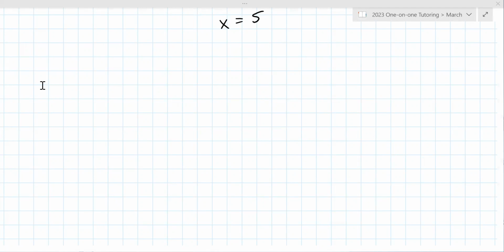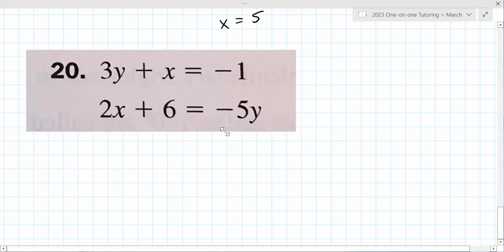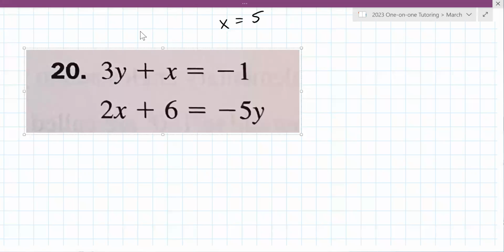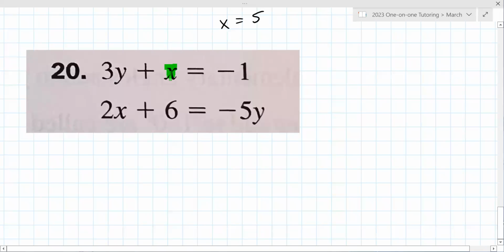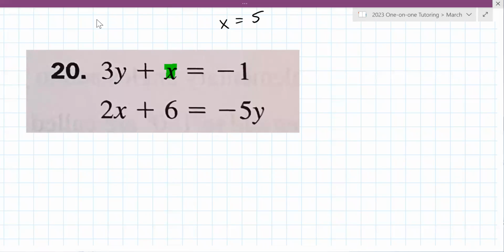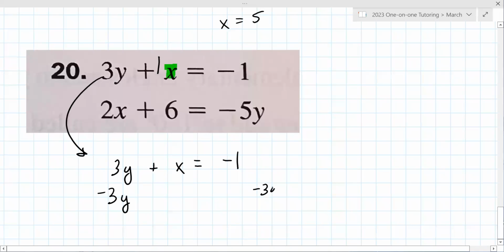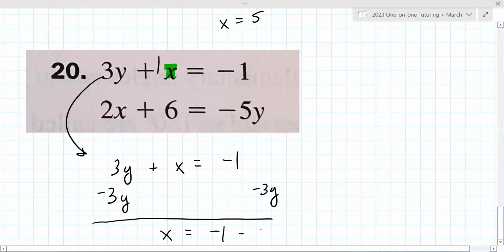3y plus x equals -5. So I'm again drawn to the 1x because it's quick to solve for something when there's a 1 in front of it. Okay. So we're going to look at that first equation, 3y plus x equals -1. I'm going to subtract 3y from both sides because the x already has a 1 in front of it, so you can solve it really quickly there. X equals -1 minus 3y.